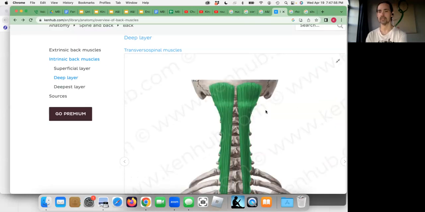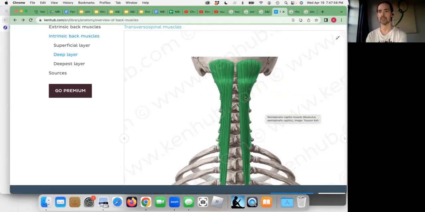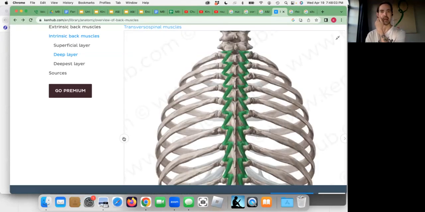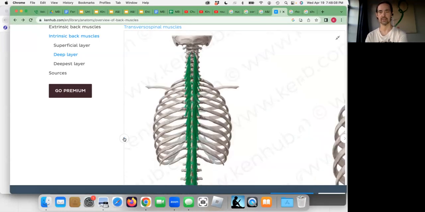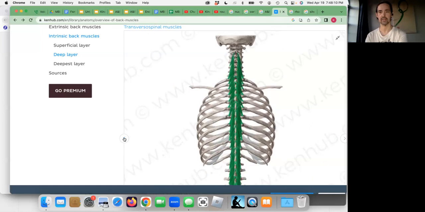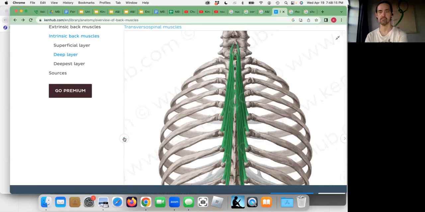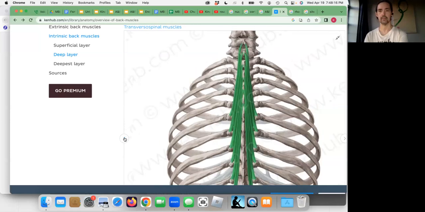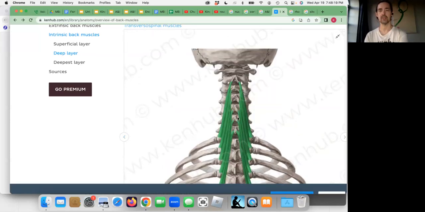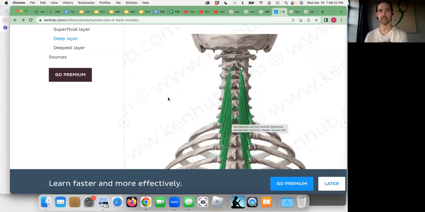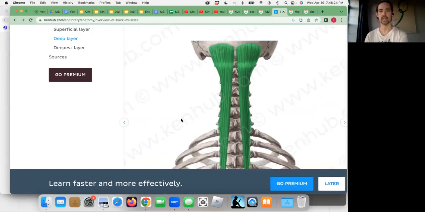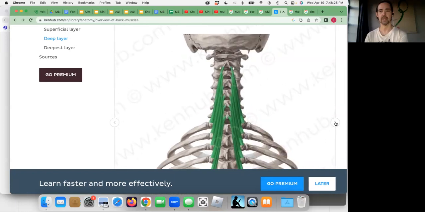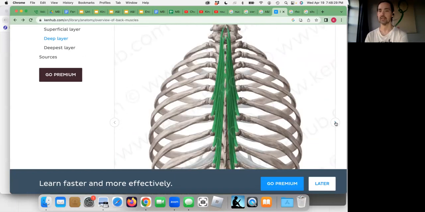So I would call this the capitis, because it attaches to the skull. And those are not the spinalis muscles. That's the rotatories, and these are also not spinalis. This is the multifidi. This is the spinalis cervicis, spinalis capitis, spinalis cervicis, spinalis thoracis.